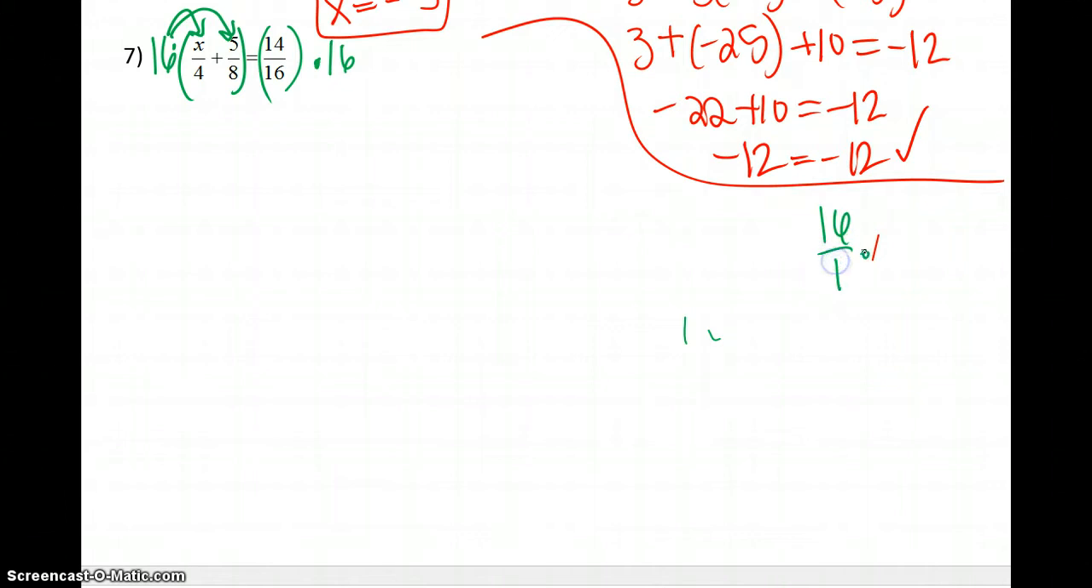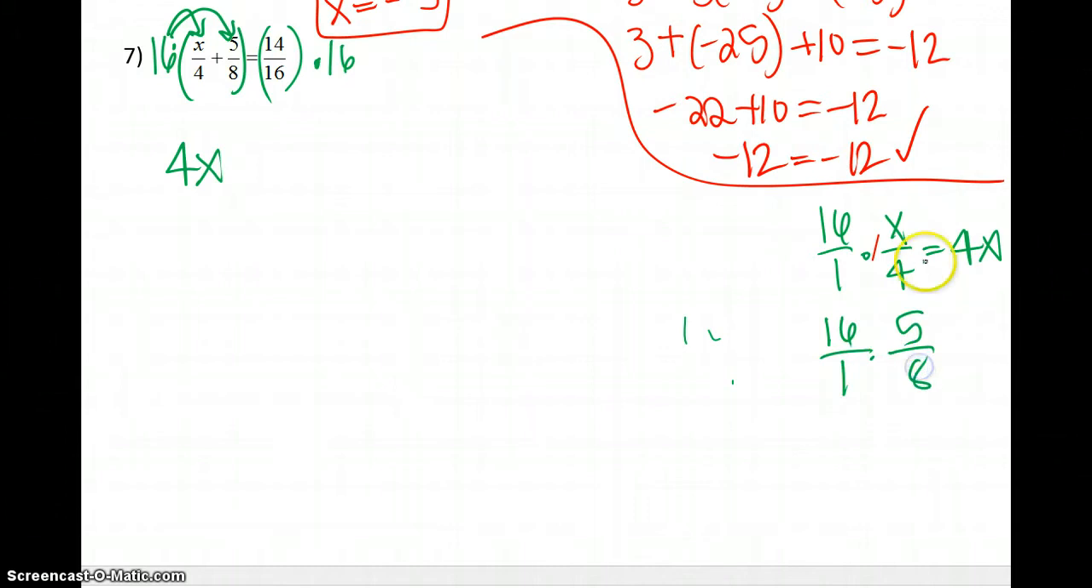Which is 16 over 1 times x over 4, which gives me 16x over 4, which simplifies to 4x. Okay, 16 over 1 times 5 over 8. I'm doing the second one right here. Okay, 16 times 5 divided by 8. It should give me 80 over 8, which simplifies to 10. So I have 4x plus 10.